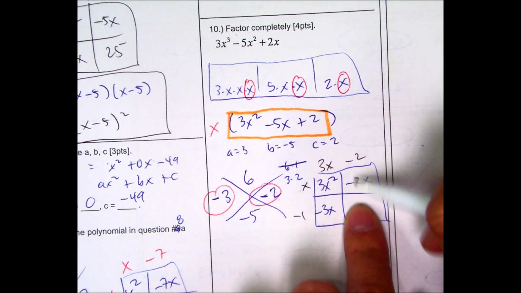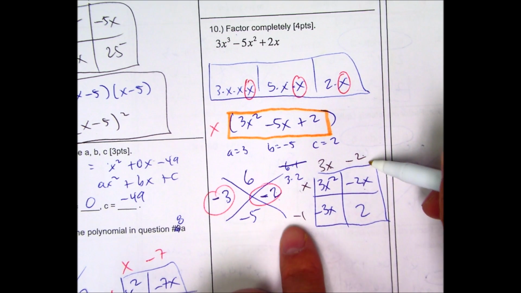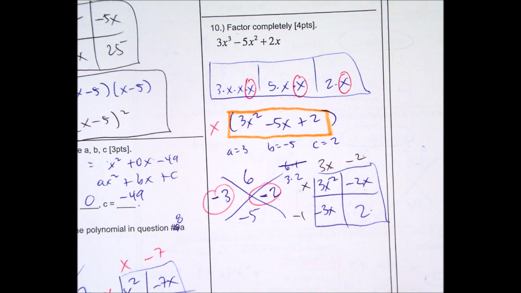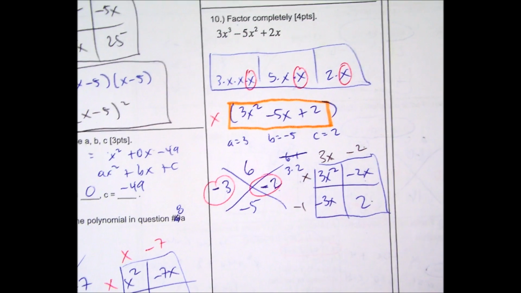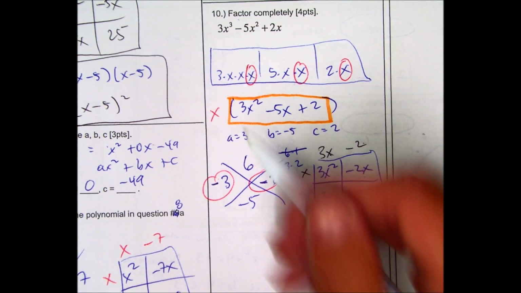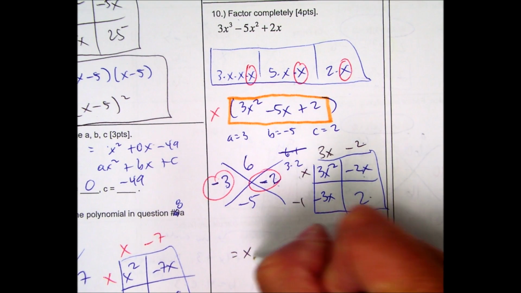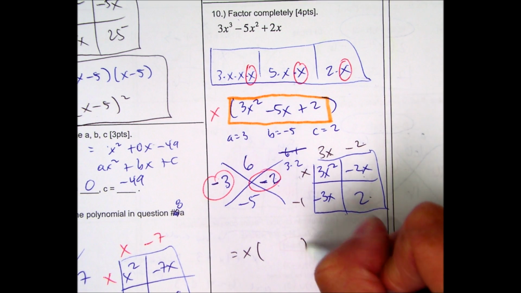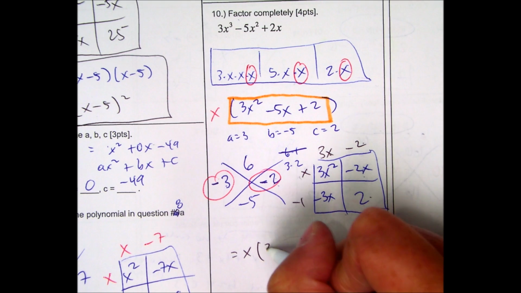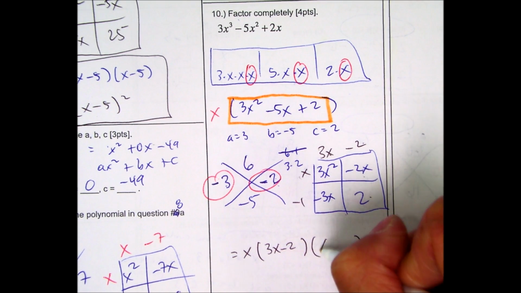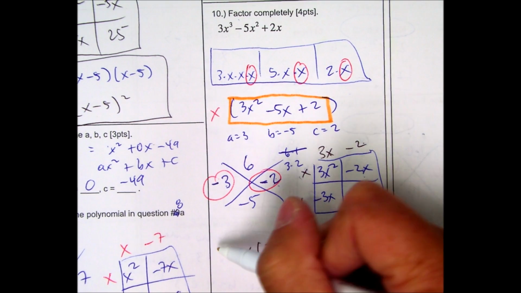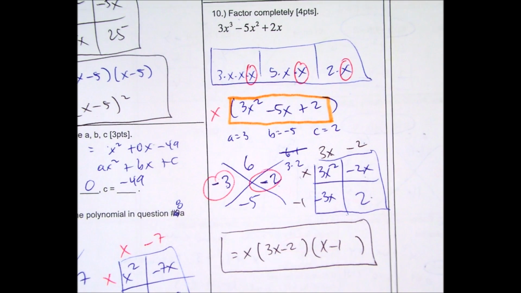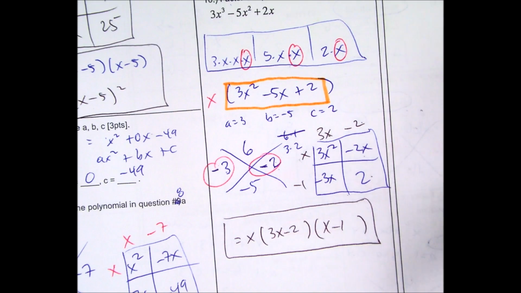Think about breaking apart this. And -2 times -1 equals a positive 2. Okay, so here's my answer. Don't forget the GCF. If you forgot that and you wrote the correct answer, you got 3 out of 4. So 3x minus 2 and x minus 1. That's your answer. Probably the most difficult factoring problem on the quiz.